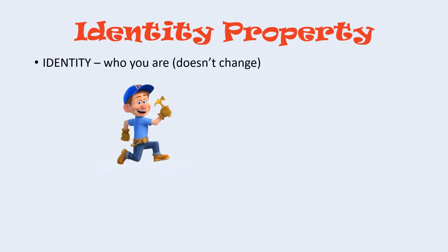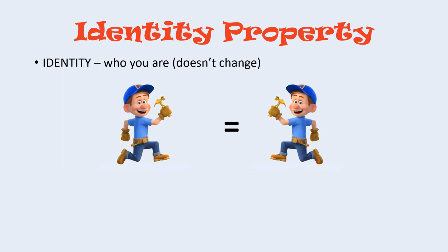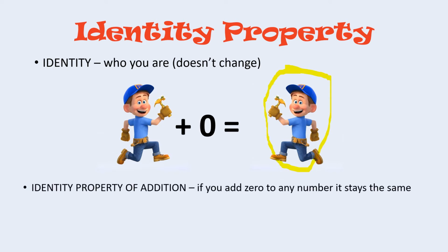Here's another property for you, the identity property. When we talk about the identity property, it's good to understand that the word identity means who you are, and that doesn't change. So looking at a character here, Fix-It Felix is always going to equal Fix-It Felix. Now talking about math, there are two things that I could do to Fix-It Felix that wouldn't change who he is. The first one would be adding 0. If I added 0 to Fix-It Felix, he would still be Fix-It Felix. He would still equal the same person here. Nothing would change. And that's because of the identity property of addition. And all it states is if you add 0 to any number, it's going to stay the same.